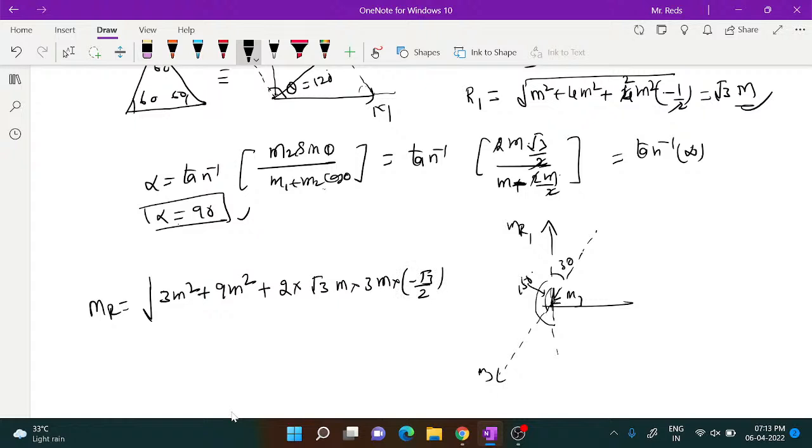Minus into minus, and the 2 cancels. Root 3 into root 3 is 3, 3 into 3 is 9m square. Minus 9m square plus 9m square cancel. We get 3m square, so it is root 3 m.